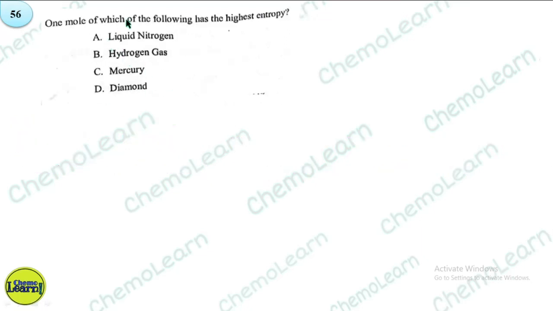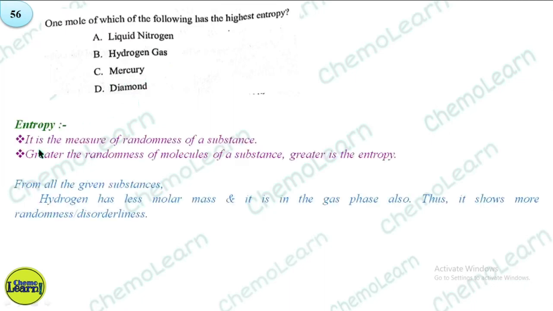Next one is: 1 mole of which of the following has the highest entropy? Liquid nitrogen, hydrogen gas, mercury, or diamond. What is entropy? It is a measure of randomness of a substance. Greater the randomness of the molecule, greater is the entropy. From all these given options, we have hydrogen gas. So hydrogen has less molar mass, and it is in the gaseous phase. So it has more randomness. The entropy will be highest in hydrogen gas.